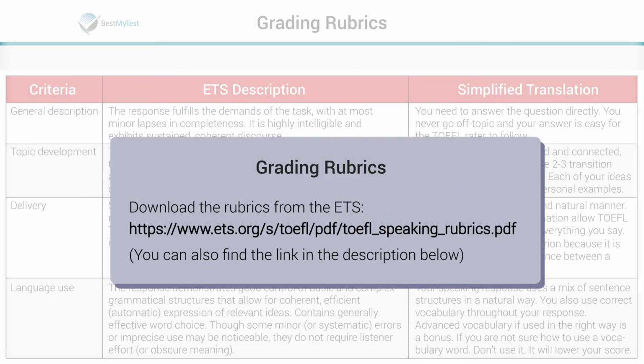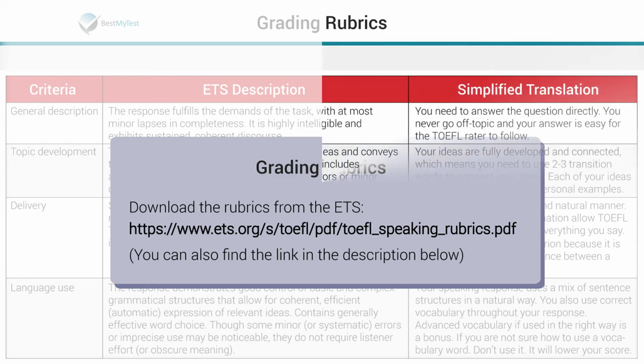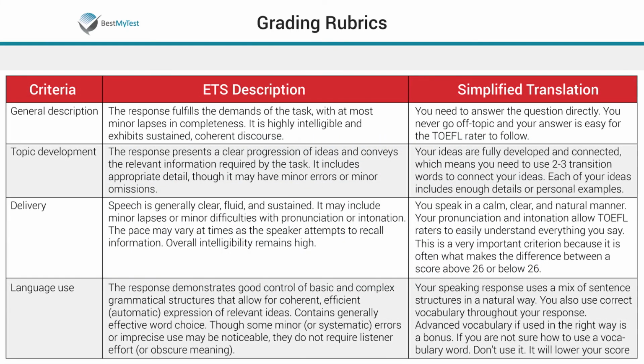All right, so this is the rubrics table for the TOEFL independent speaking task. There's only one independent speaking task in the TOEFL now, so that's good news. This table that you're looking at comes directly from the ETS rubrics, and you can download it. There's a link here on the screen, and there's also a link in the description below. Now, I'm not going to go through the ETS description, you can read that on your own, but I am going to summarize it in a more digestible way for you.